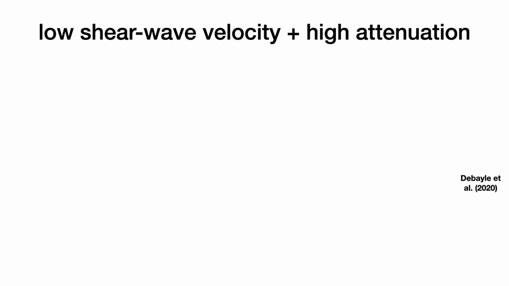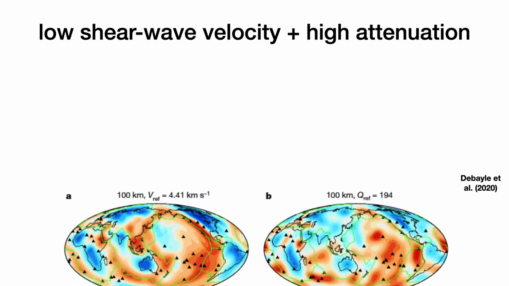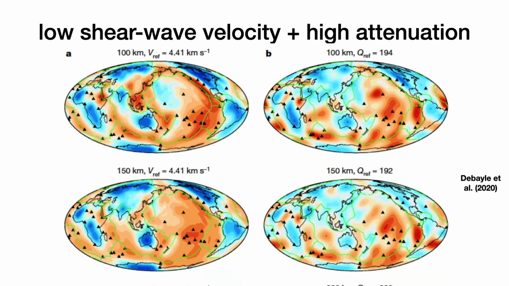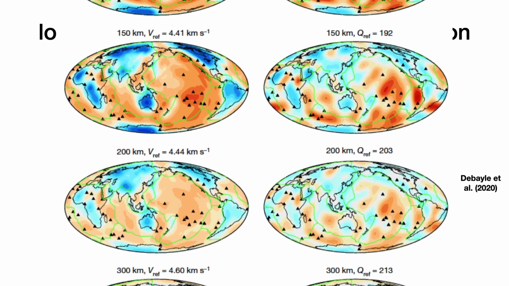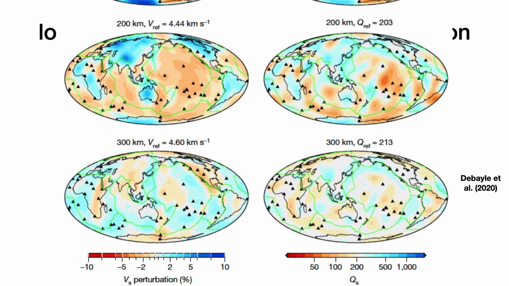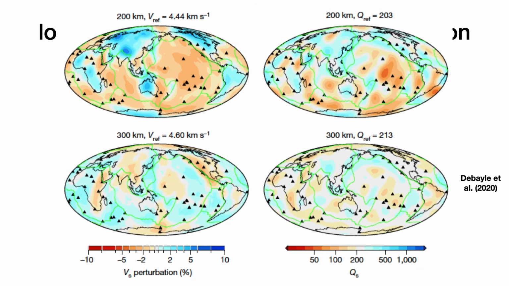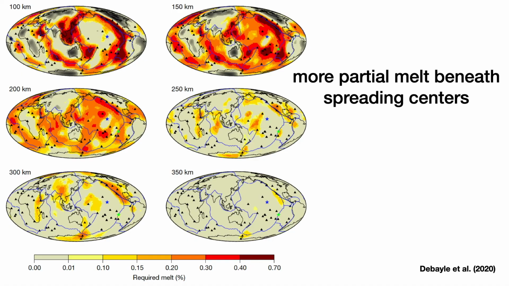This study analyzed the global shear wave velocities and the attenuation property of shear waves. The asthenosphere is imaged as low shear wave velocities and high attenuations between the depths of 150 to 200 kilometers. They computed the required fraction of partial melt corresponding to the shear wave velocity and attenuation models.